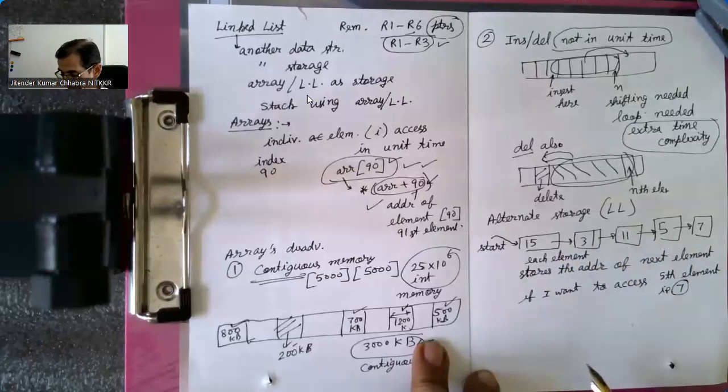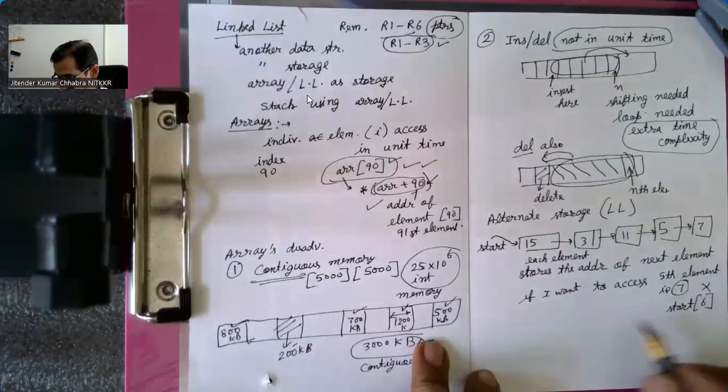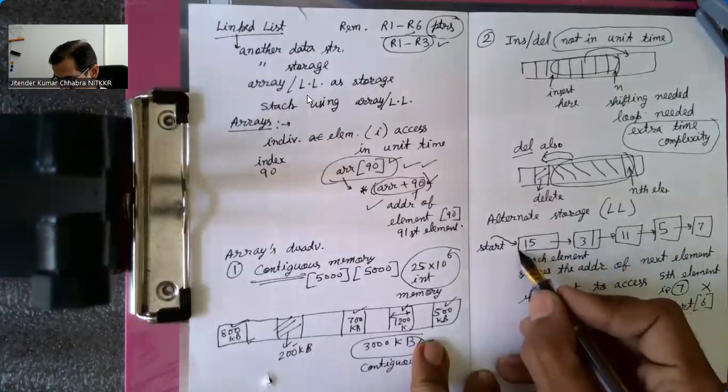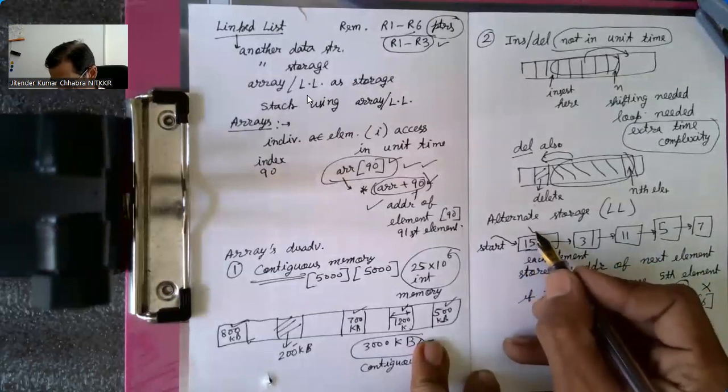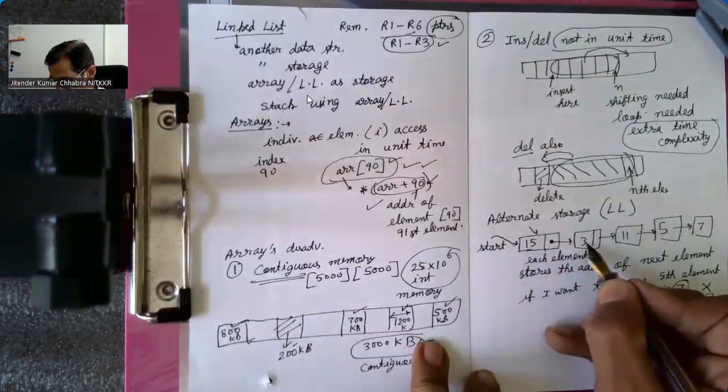Then 7 cannot be accessed immediately. I can't write something like start 6 or start 7. I can't write that because no contiguous memory is there. I have to reach first 15. From 15, I will come to know where the next address is or where the next element is stored.